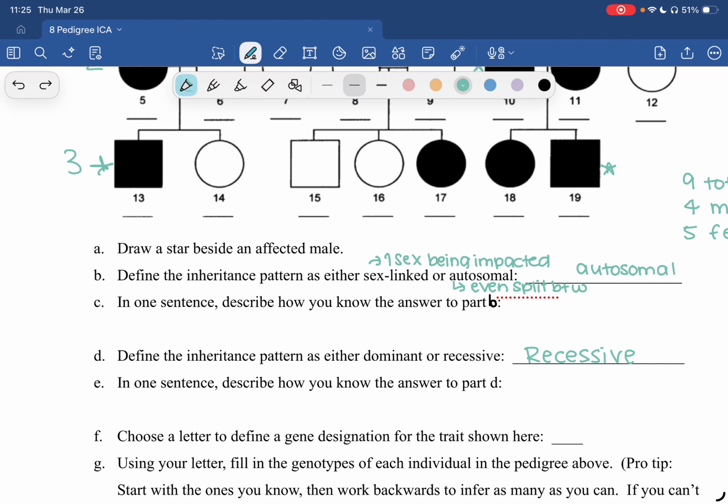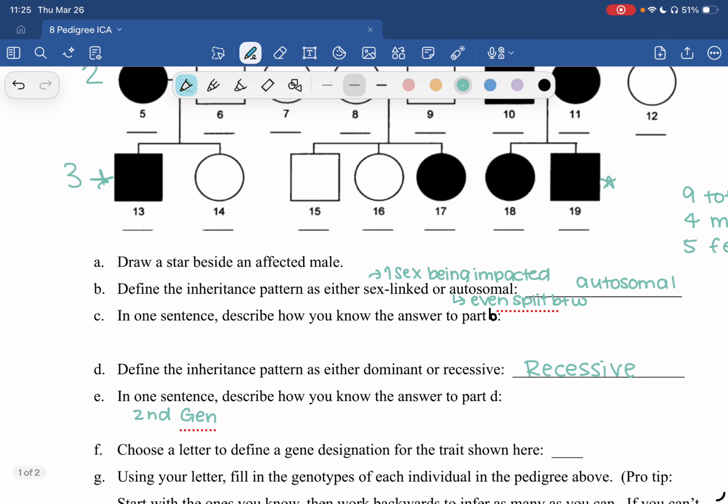Again, I usually like to use specific examples. So second generation, I usually say male and female. So female 8 was unaffected, and male 9 was unaffected. However, they had a child, number 17 female, that was affected.